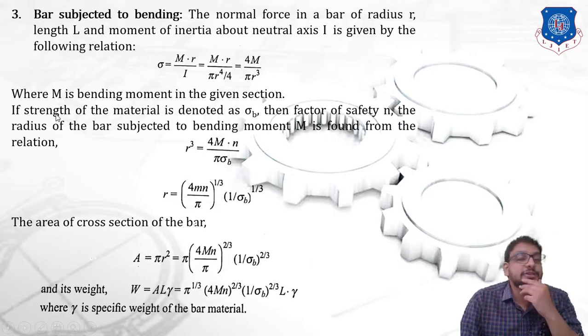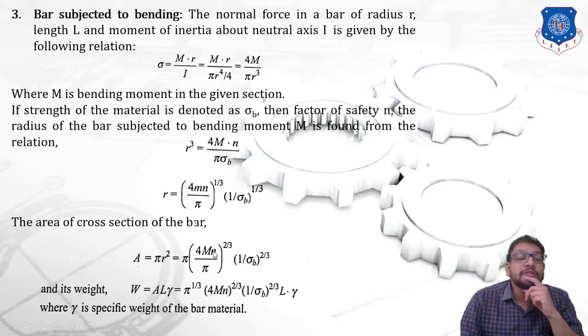Now, if a strength of a material is denoted by sigma b, factor of safety by small n, and radius of a bar subjected to bending moment is capital M, then the radius can be found by this relation. So, making r as a subject from this equation, we can say the final equation will become r is equal to cube root of 4Mn upon pi into 1 upon sigma b, raised to 1 by 3. So, this is the equation of r. We are going to follow the same process. Again, we need to find out a weight ratio, so we need to keep that in mind.